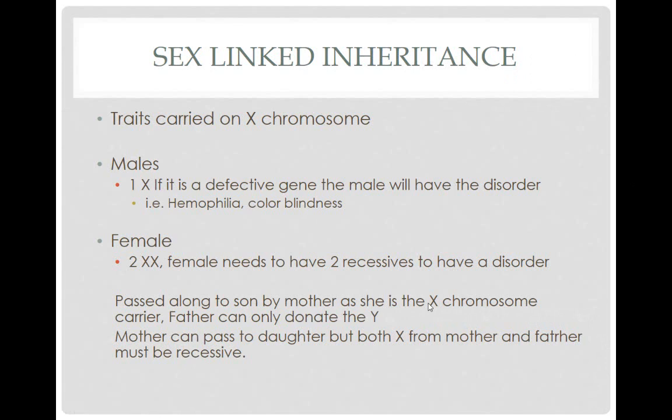So if a male has hemophilia or color blindness, it's passed along from the mother to the son. Now the mother can pass along these problems to the daughter, but both of the X's from the mother and the father must be recessive. So that's kind of what we're getting right here. A female needs to have two recessives in order to have these disorders. That is a little bit from mom and a little bit from dad, and they both must be recessive.